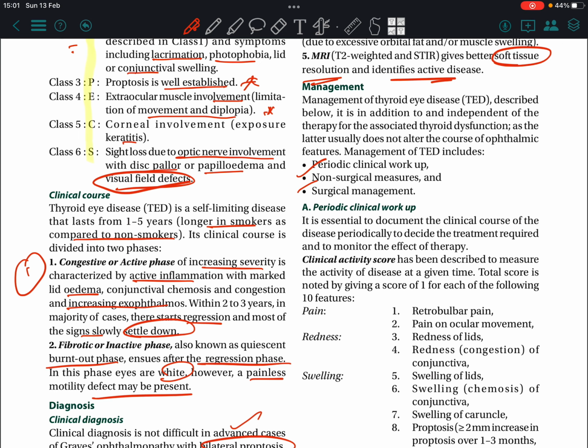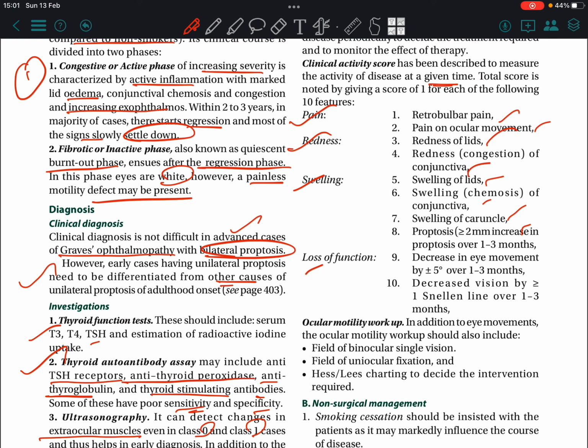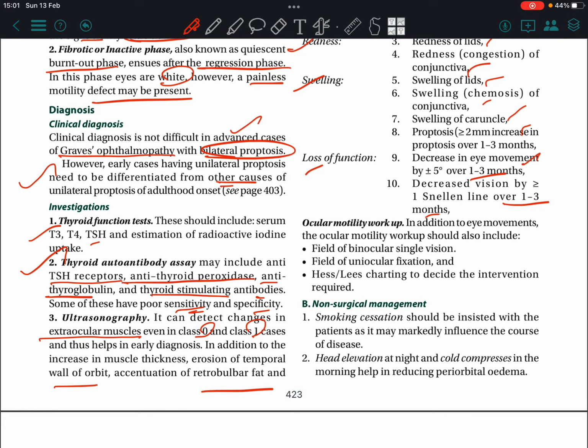Management: periodic clinical work-up, non-surgical measures, and surgical management. Periodic clinical work-up: a clinical activity score has been described to measure active disease at a given time. Pain: retrobulbar pain on ocular movement. Redness of lid, redness of conjunctiva, swelling of lids, swelling of conjunctiva, swelling of caruncle, proptosis. Loss of function: decrease in eye movement of 5 degrees or more over 3 months, decrease in vision by greater than or equal to 1 Snellen line over 1 to 3 months. Ocular motility work-up: in addition to eye movements, the ocular motility work-up should also include field of binocular single vision, field of binocular fixation, and Lees charting to decide the intervention required.